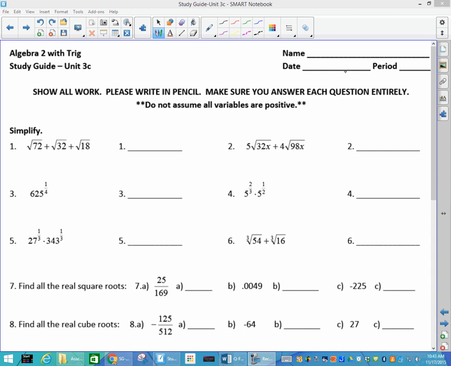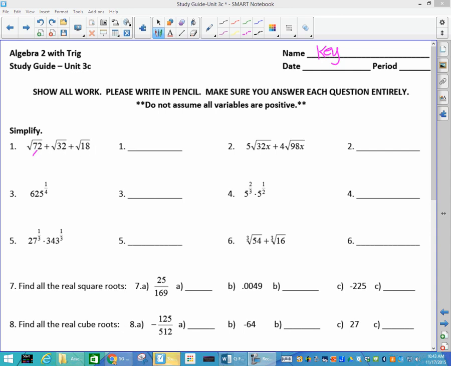Okay, so here is our study guide that was designed to help you prepare for your test on Unit 3C, which is basically roots and radicals. Remember, show all your work to support your answer. Do not assume all variables are positive, so you have to remember the absolute value signs when we're working through these problems. Okay?